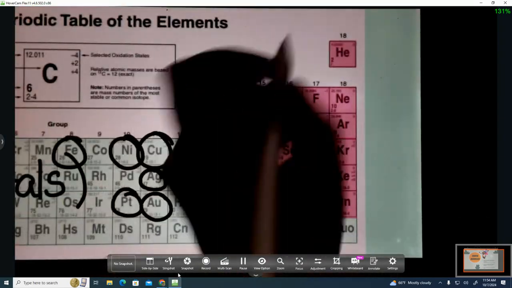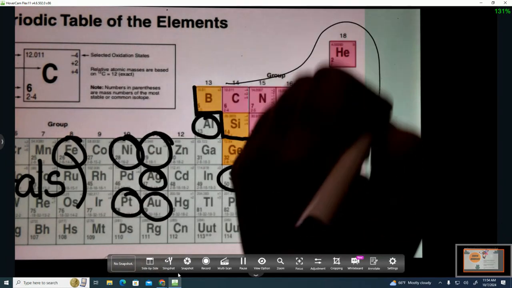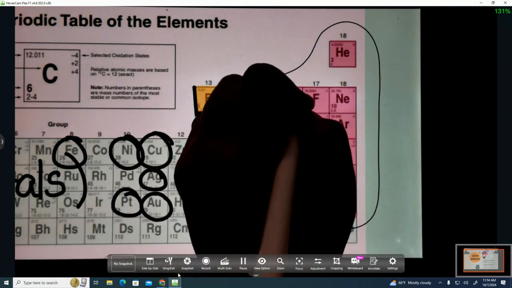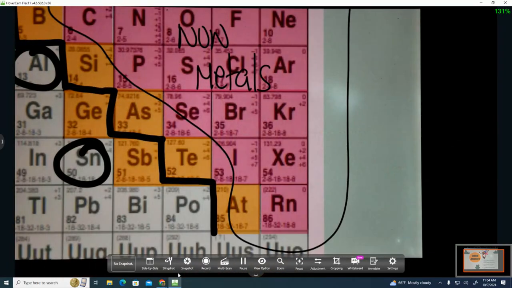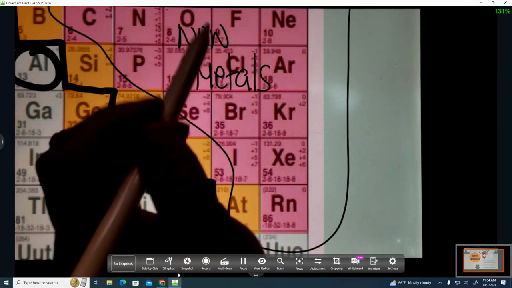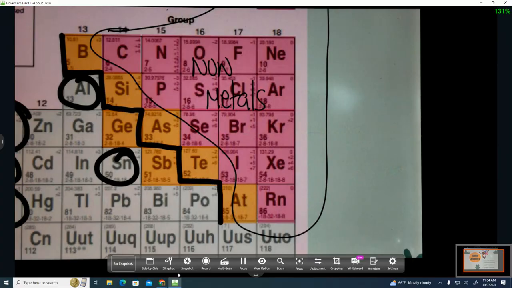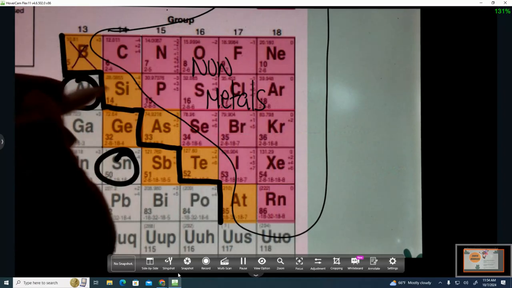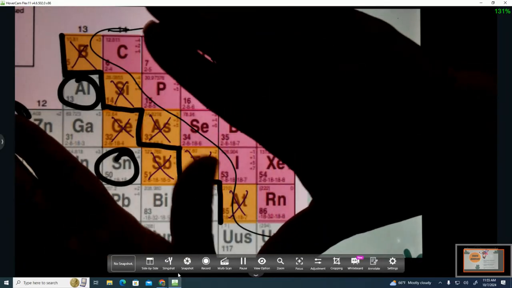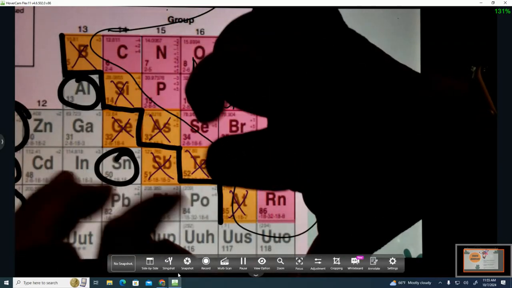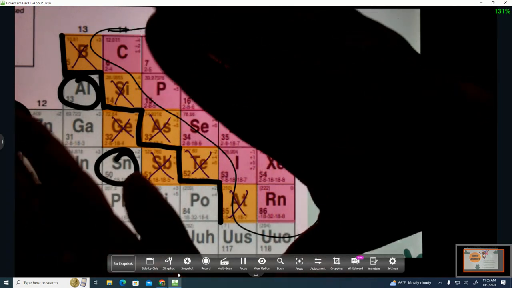Alright, the nonmetals I have all here in pink. So these are all your nonmetals. Things that are like oxygen, or fluorine, or neon, or argon, or chlorine. These are our non-metals. And then in between the nonmetals and the metals, you have these that I have marked in orange. They separate the metals from the nonmetals. These are called semi-metals. They are halfway between metals and nonmetals. They have properties of both metals and nonmetals.